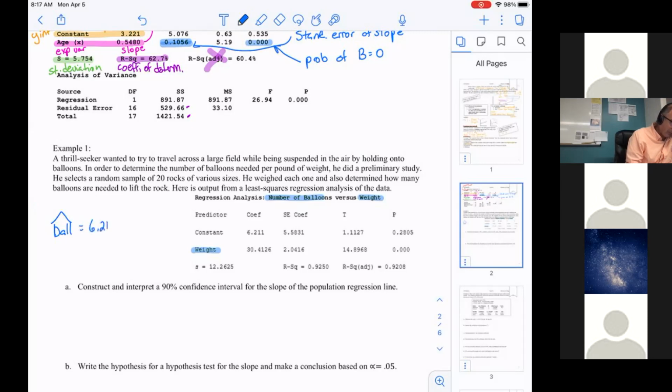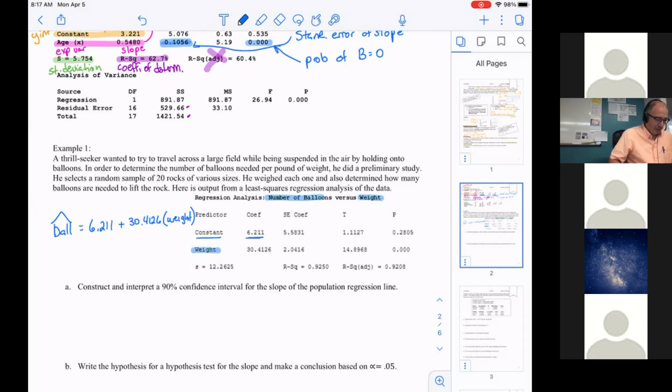My apologies. 6.211. That is my y-intercept because that is my constant. Plus, because my slope is positive, 30.4126 times the weight of the rock. Okay, so that goes back to unit 2. We'd have to come up with a linear regression model for this situation. We're going to use the weight of the rock to predict how many balloons I would need. So therefore, the thrill seeker would know how many balloons to put on to actually float across the field, which is what they're after.